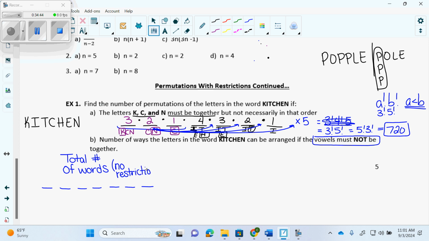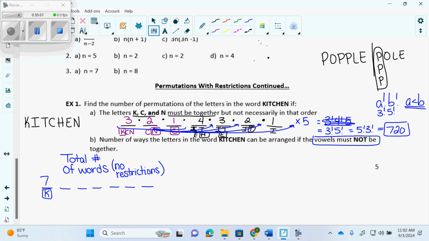If I have no restrictions, I can start from the left, work my way to the right, correct? How many letter options would I have for the first blank if there's no restrictions? 7. What did I tell you about words? You always have to box and hold something, correct? Because we don't have unlimited letters. We have 7 letters. Yes? So let's pretend I keep the K here.